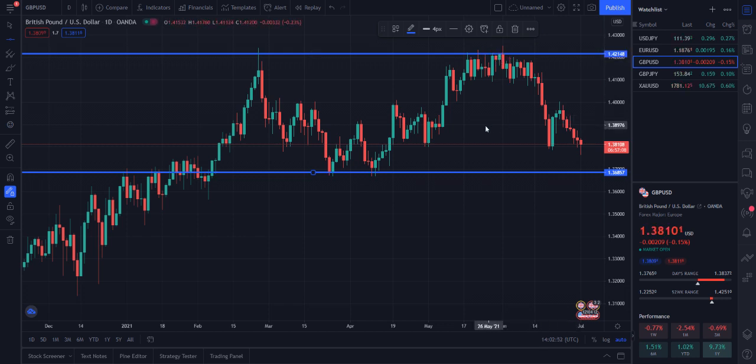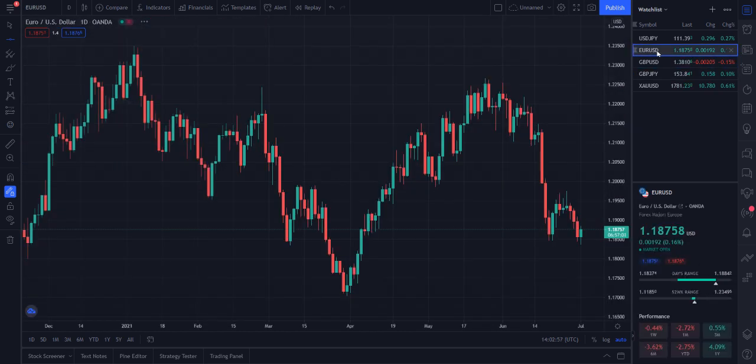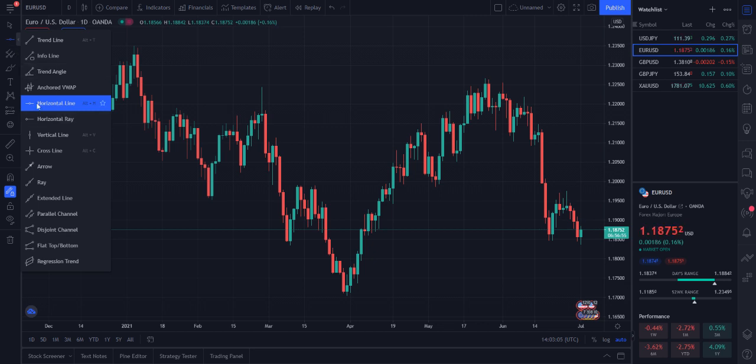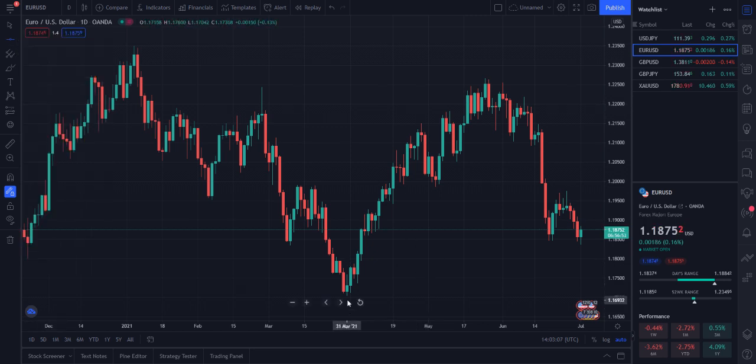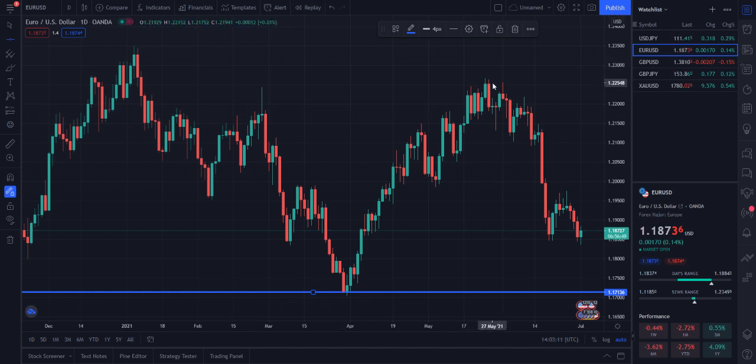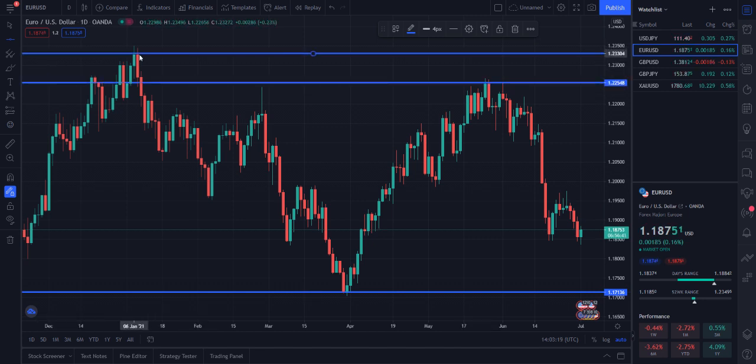Now let's move to another chart, euro dollar. Definitely this is our support level. And again, this is all on the daily. So this is my support. This is a very strong resistance. This is another resistance. So this is resistance, and this as well is resistance.